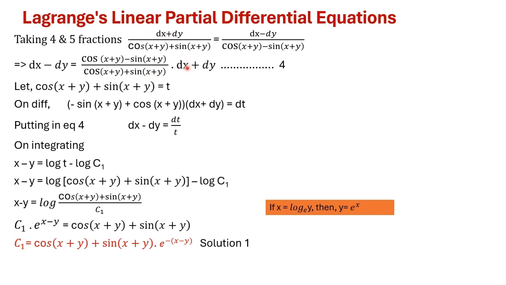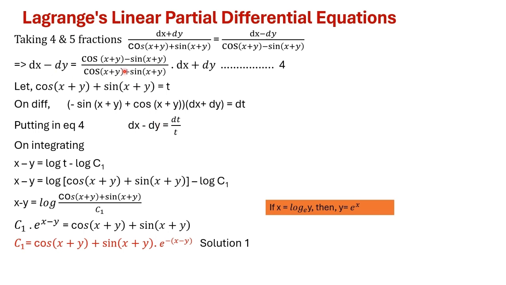Now let's consider cos(x + y) + sin(x + y) as t. When we differentiate this, we get (−sin(x + y) + cos(x + y)) into (dx + dy) is equal to dt. So we got dt and dt. Substituting this here, this will become dx − dy, here it is, and this term will become dt, and this is t.